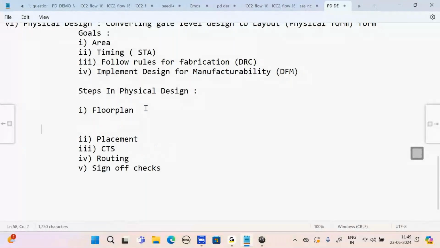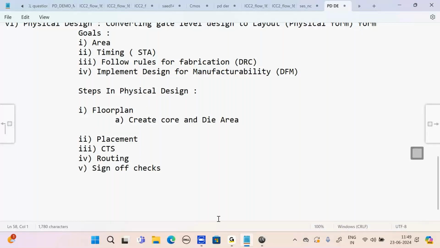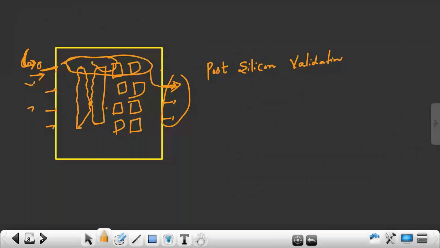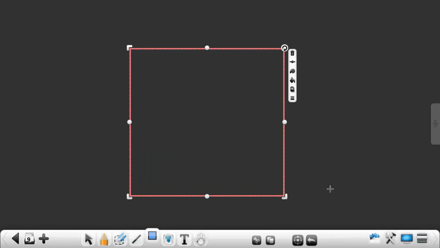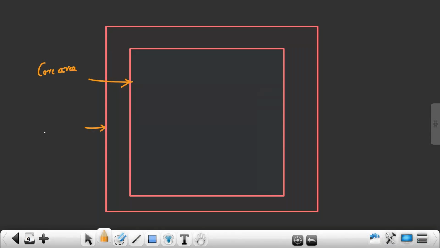So in this floor plan, again, there are a few steps. One is create core area and die area. So what does create core area and die area mean? We have to create our chip structure. So I have to create this core area. I have to create this die area. So this inside thing is called what? Core area. Outside thing is die area.